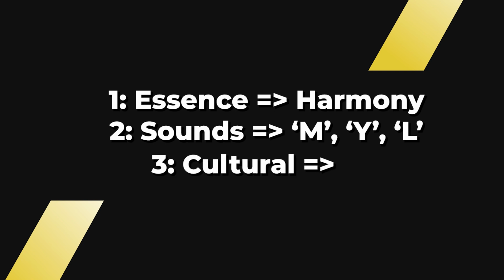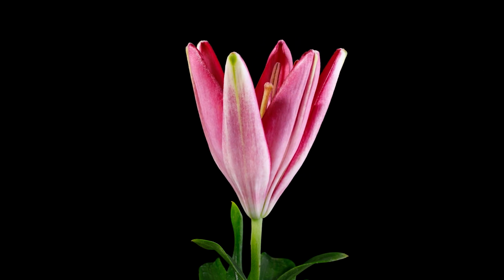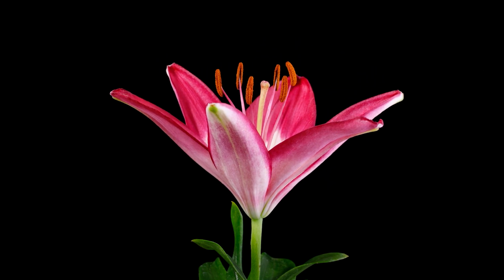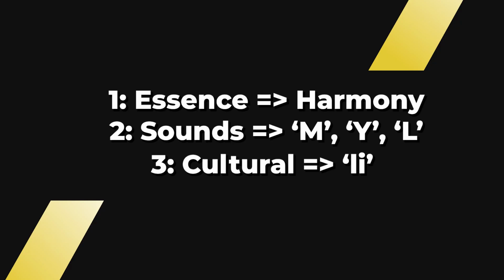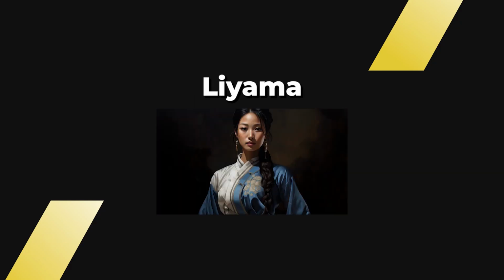In step 3, drawing from East Asian cultures, we consider incorporating distinctive elements like the syllable li. In many cases, li symbolizes beauty or grace. Such an element can add a touch of elegance and cultural depth to your names. Combining these elements, we could come up with Liyama. When we say it out loud, it has a melodious, peaceful ring to it, reflecting the essence of our healer. Lastly, let's find a name for an ancient, majestic city.